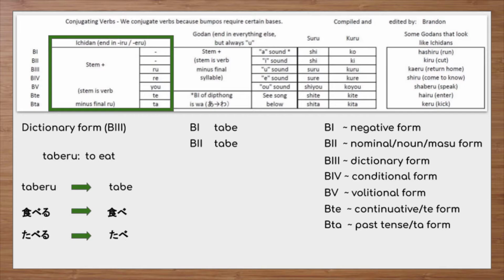You might be curious why base 1 and 2 are the same for ichidans, but for now, just accept it as an immutable law in the universe, to be covered in detail another time. Base 3 is the stem plus ru, taberu. Remember that this is the dictionary form for verbs. Base 4 is stem plus re, tabere. Base 5 is stem plus yo, tabeyo. Base te is stem plus te, tabete. And base ta is stem plus ta, tabeta.